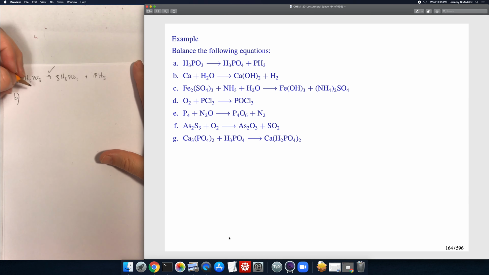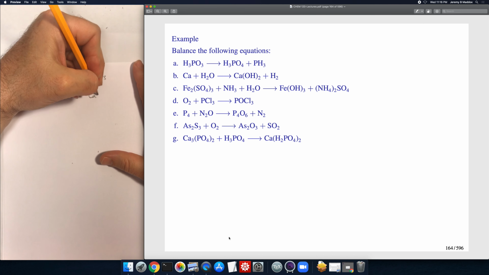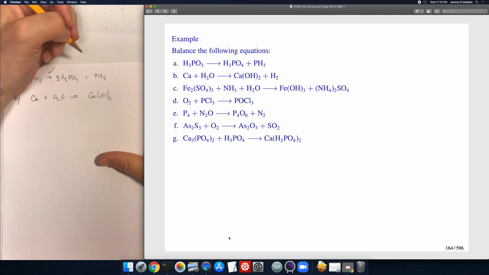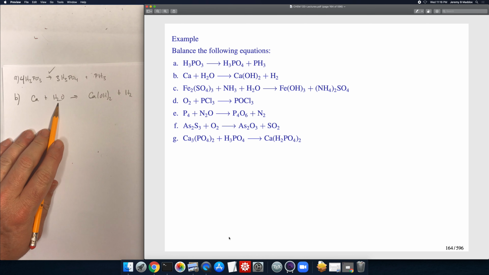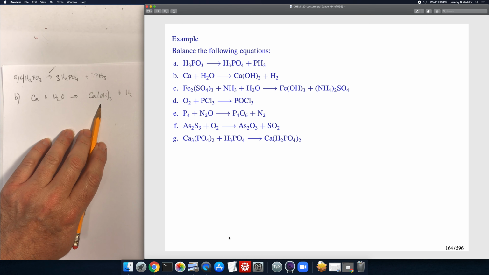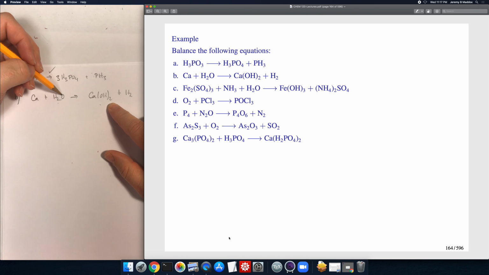Part B is another fairly easy one. We've got calcium reacting with water to give us calcium hydroxide and hydrogen. Okay, so we want to look to see what's out of balance and what's not. It looks like calcium is balanced. However, the oxygens are not and the hydrogens are not. Why don't we start with the oxygens, since oxygen appears only in water on the reactants and only in the calcium hydroxide on the product side. We see that we've got 2 oxygens here and only 1 there.